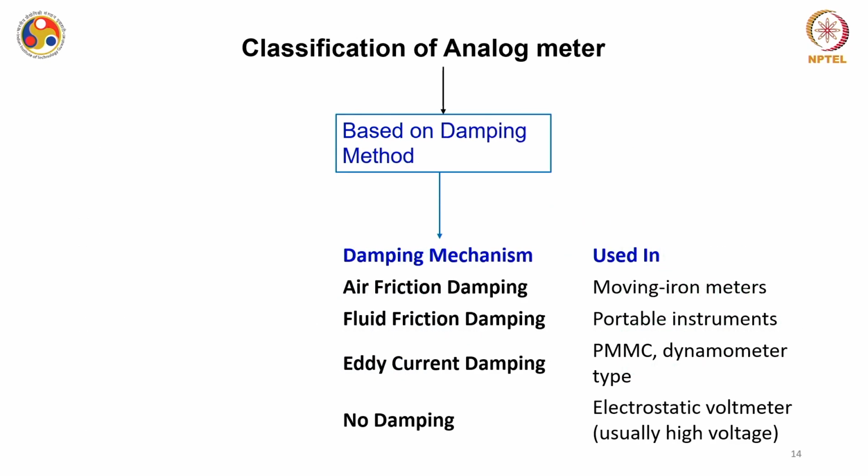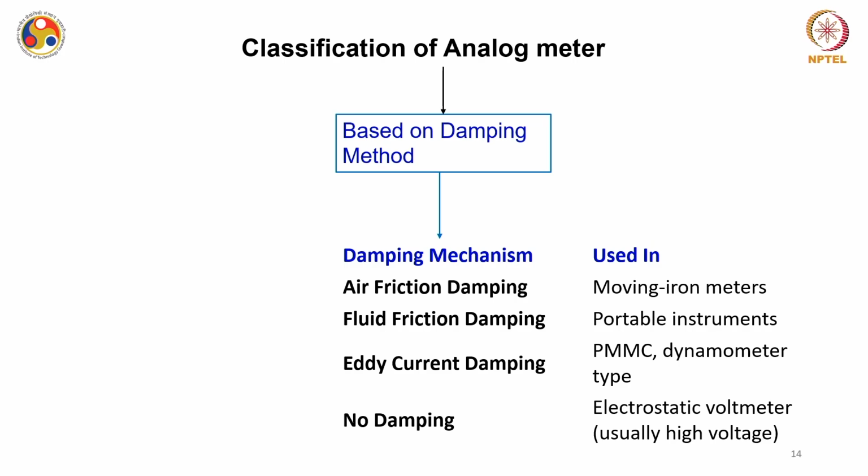Now, as I have mentioned that there are damping techniques which are used to avoid the oscillation. So, based on damping methods also you can have a number of analog meters, like the damping mechanism can be, say, air friction damping. So, you can have analog meters which have air friction damping, you can have instruments which have fluid friction damping, you can also have instruments which have eddy current damping, and some instruments do not have damping. So, you have no damping instruments also.